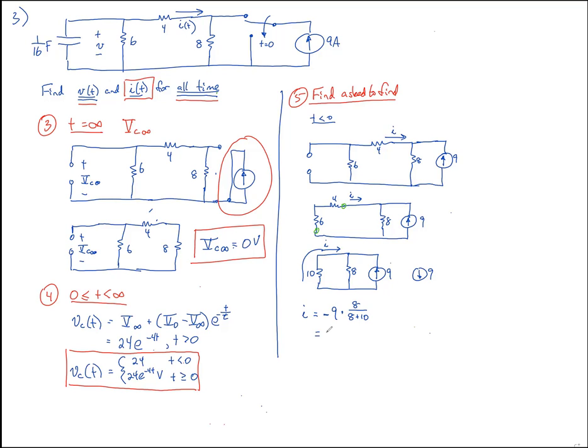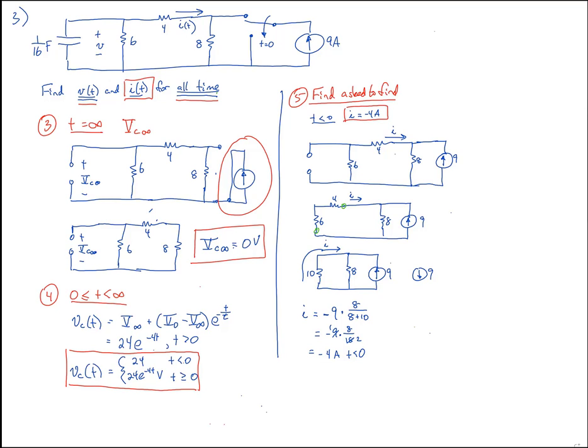And so we get, let's see, minus 9 times, let's see, 8 over 18. Let's see, 9 goes once, goes in twice here. 8 over 2 is minus 4. So we know it's minus 4 amps for time less than 0. So I'll write that up here. For time less than 0, I equals minus 4 amps. And that's the first part to our question.